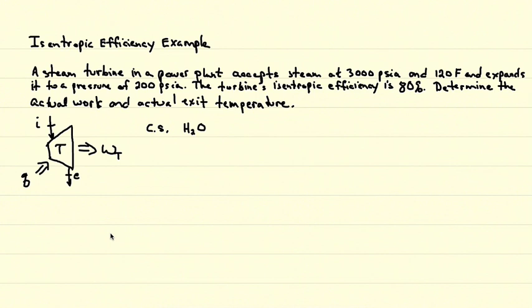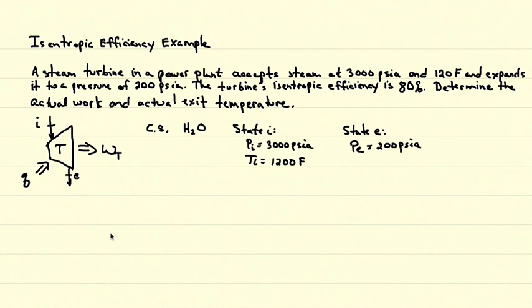I write this down largely to help us remember that we're dealing with water as our substance as opposed to an ideal gas or R134a. We can then write down our state information. We're given two pieces of information at state I: the inlet pressure, PI, is equal to 3000 psia, and the inlet temperature, TI, is equal to 1200 Fahrenheit. At state E, we're only given one piece of information: the exit pressure is equal to 200 psia.